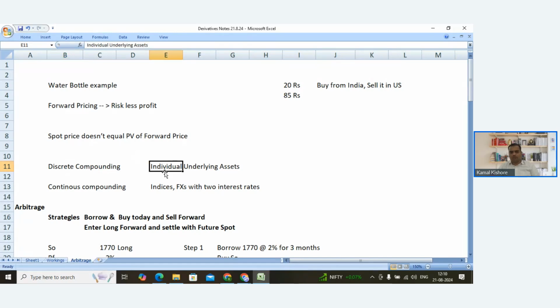Discrete compounding is used for individual underlying assets. Continuous compounding is used for indices. Then the underlying is index or FX with 2 interest rates.